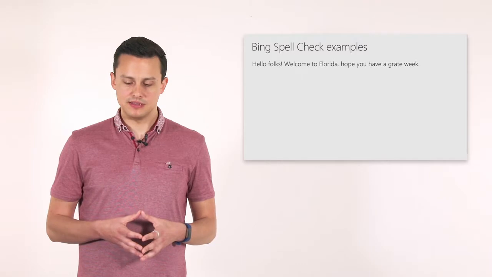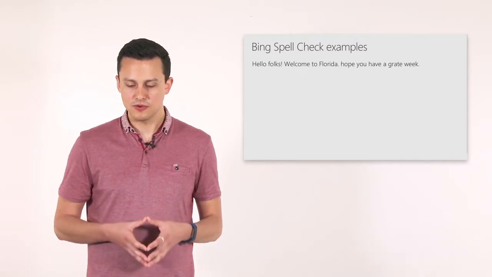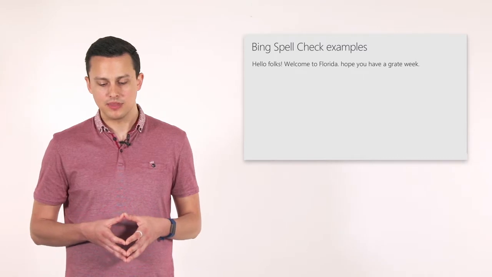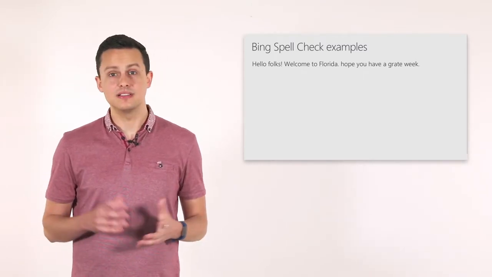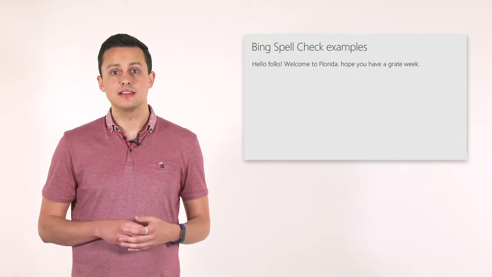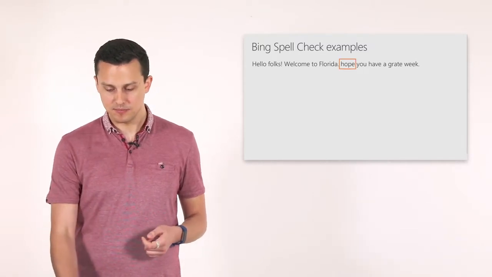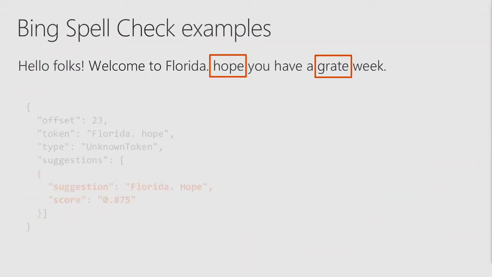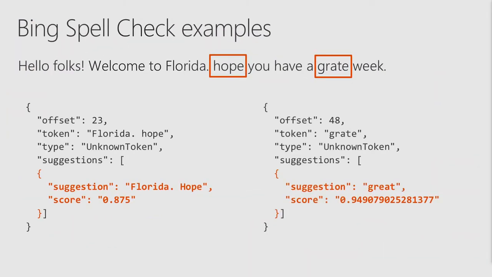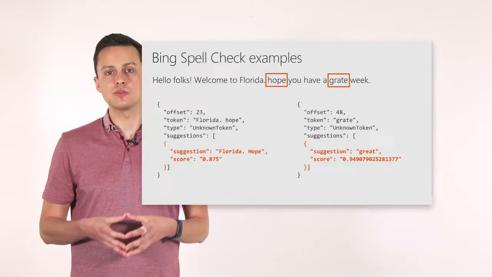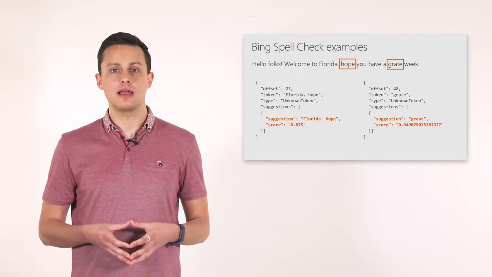So let's take an example of this. I have a sentence here: "Hello folks, welcome to Florida. Hope you have a great week." There are 2 errors here. One, hope is incorrectly capitalized, and great is misspelt for this particular scenario. So what happens when we post this up to the Bing spell check service? It returns 2 corrections, one for the capitalization and one for the incorrect word. In both cases, it gives us a probability back, so we can make a decision in our application whether to accept or reject the recommendation that the Spellcheck API has provided us.